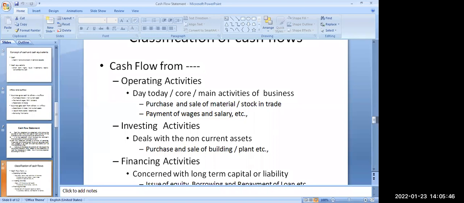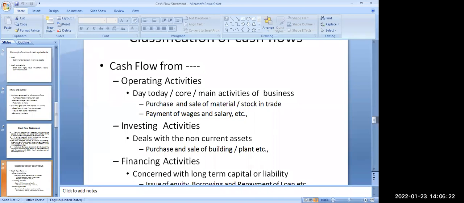Financing activity means how you raise money for your business, how you raise capital for the business, or how you repay the loan or capital raised by the business. Those activities come under financing activity. Any activity concerned with the long-term capital and liability of a company, whether increase or decrease, is called financing activity. Example, issue of equity share. Don't confuse it with the Infosys example I told you in the beginning. I told you that is not an activity of a business; that's only between the investors.